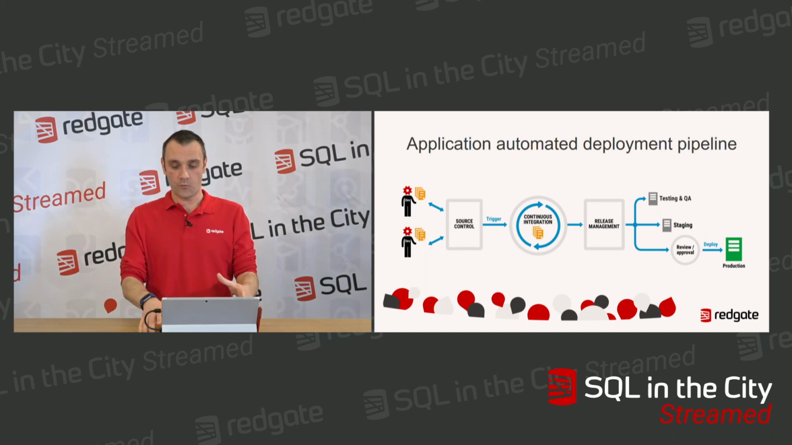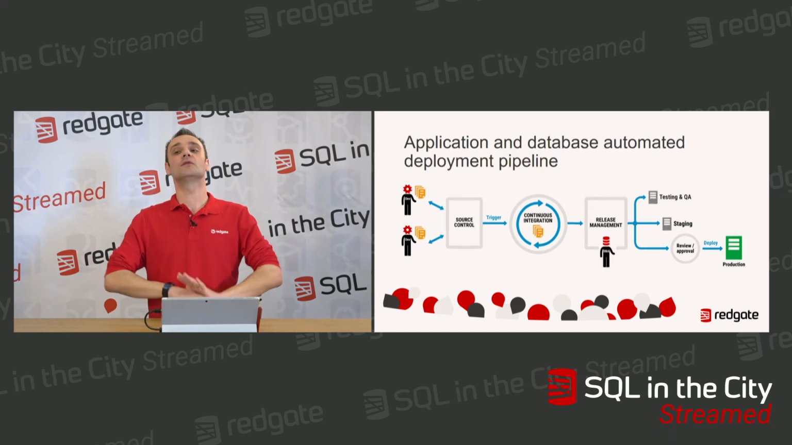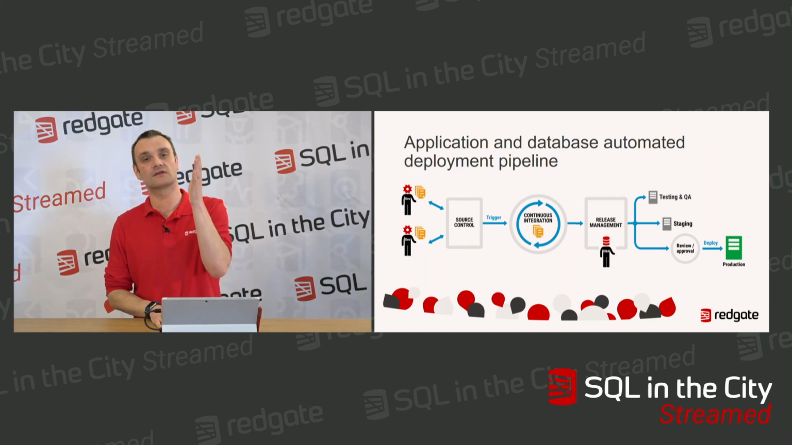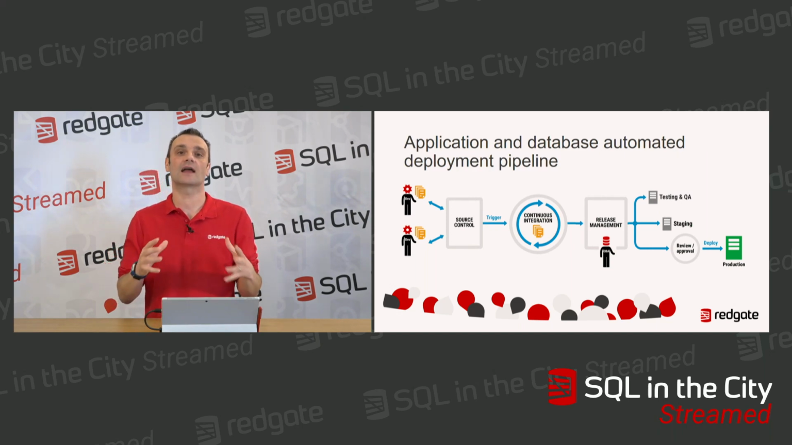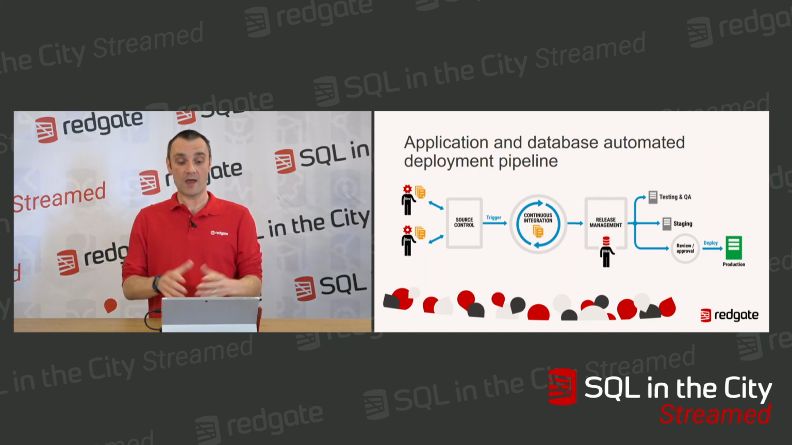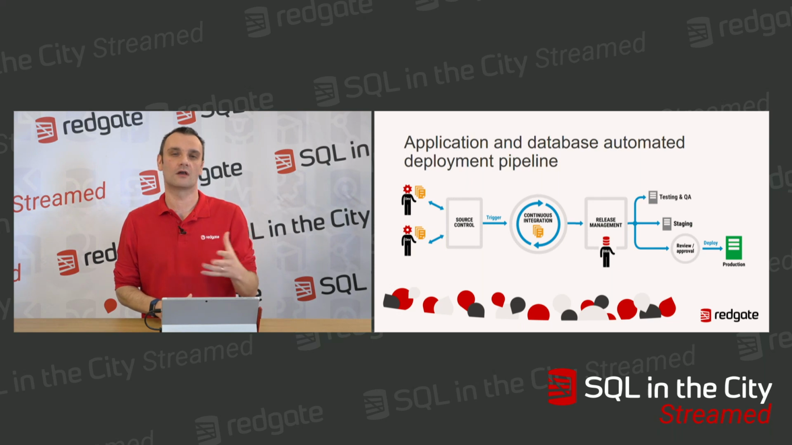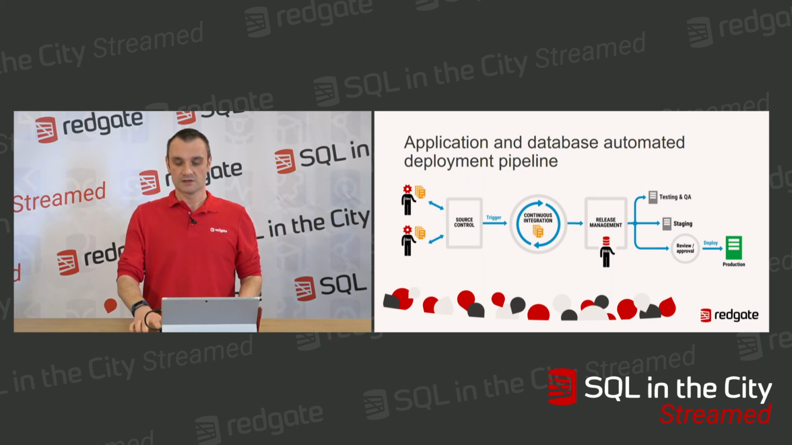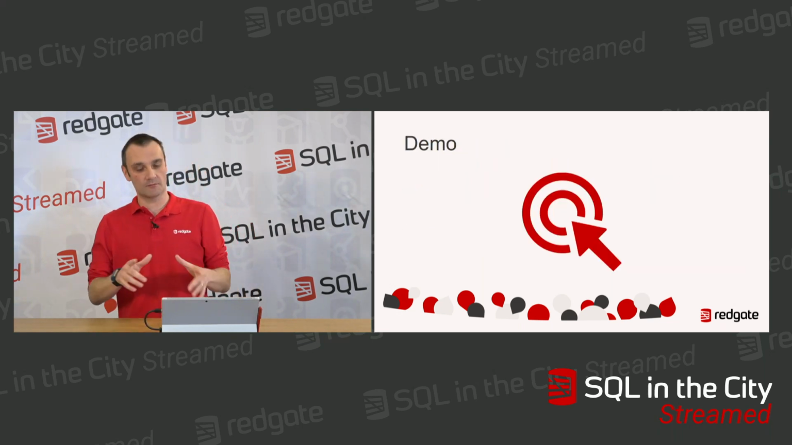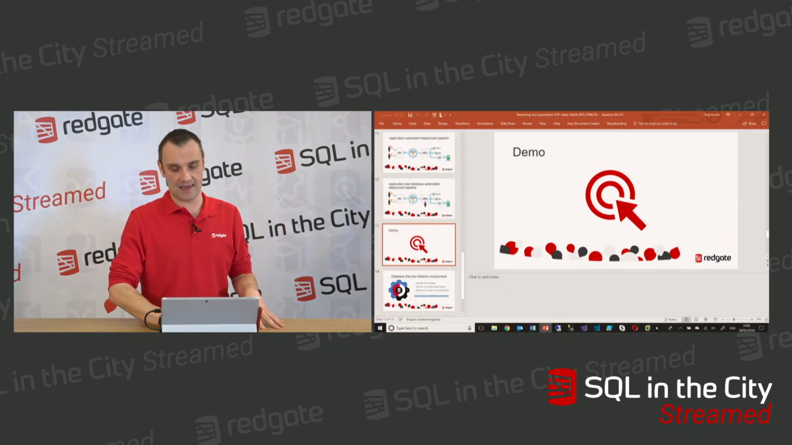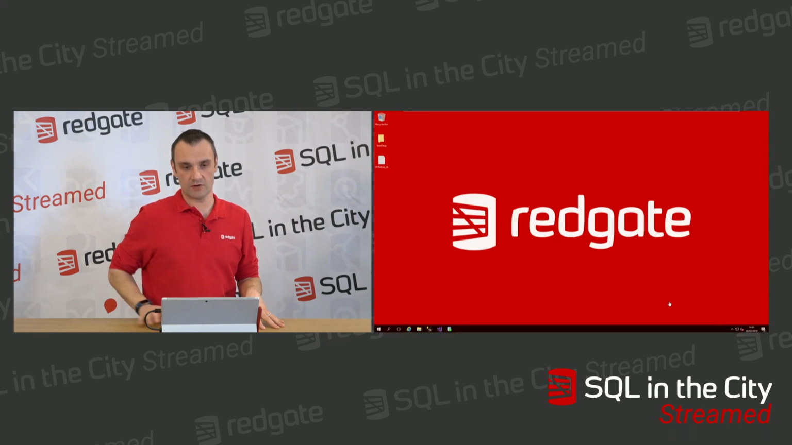Now, from a database point of view, we want to do exactly the same thing. So we're going to take all of those stages, source control, continuous integration, and release management, and apply exactly the same principles, and where possible, use exactly the same tooling to orchestrate this process, but for the database, so that we can have our database alongside the application. So with that in mind, let's jump on into Visual Studio and start looking at how we can set this up really quite simply and straightforwardly.